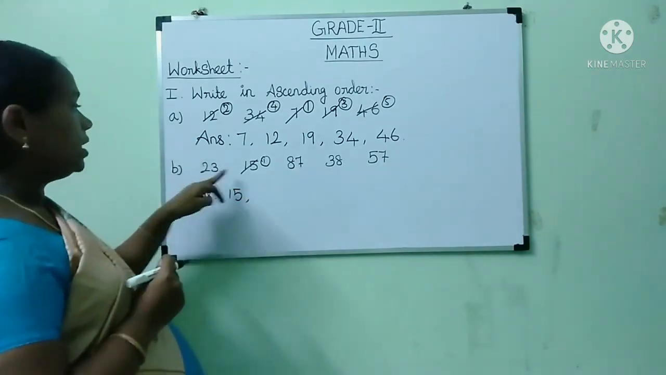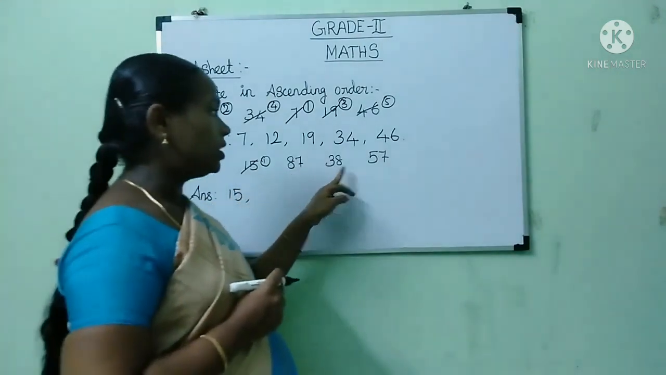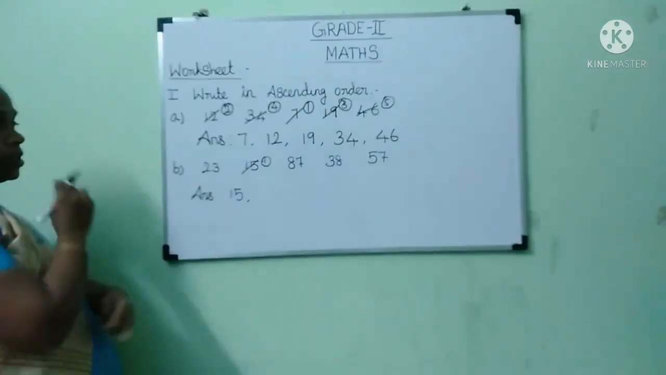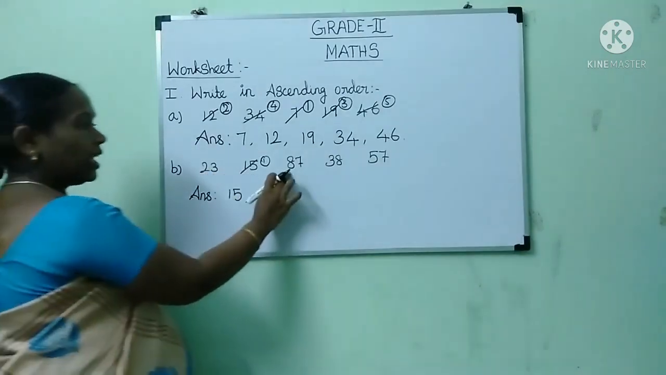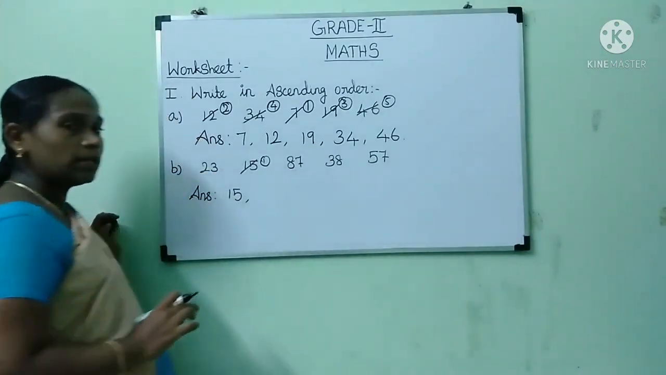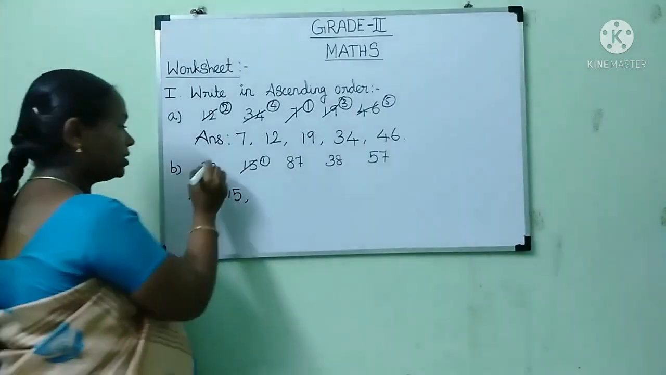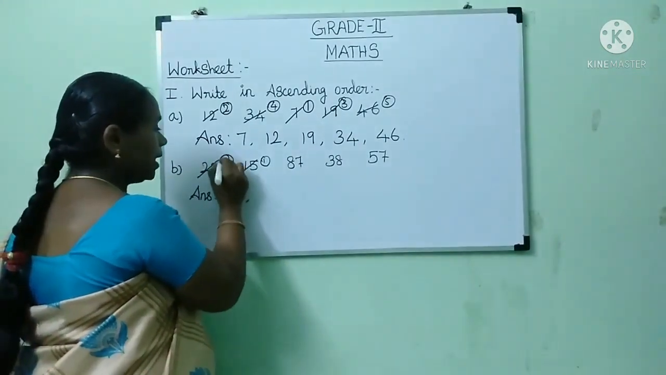Next, 23, 87, 38 and 57. Which number is the smallest number? See in tens place 2, 8, 3, 5. Which number is the smallest number? Yes, 2 is the very smallest number. So, you should write 23 as the second number.